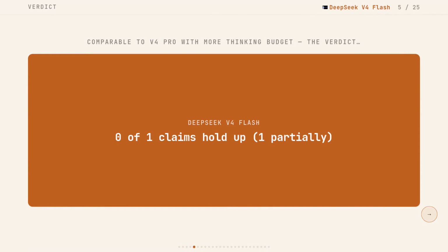Claim 1 is partially true. The reasoning case holds up, but push into knowledge-heavy or complex agent work, and the parity story breaks down. So we're sitting at 0 claims fully verified, 1 partially true, and 4 still to go.